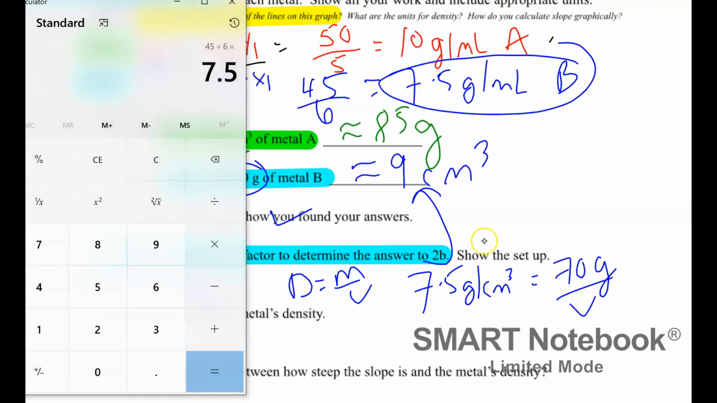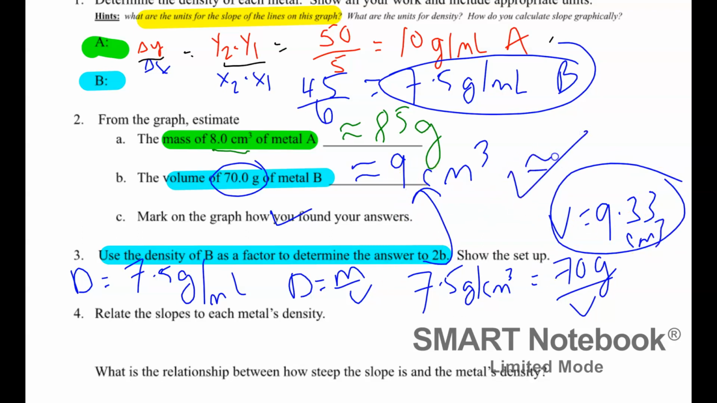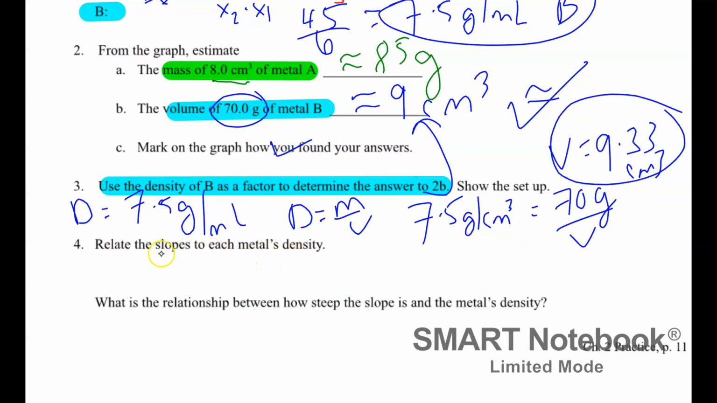Okay, so how do we get that algebraically? We're going to take the volume over here, multiply out. So we're taking 70 divided by 7.5. Volume equals 9.33 centimeters cubed. So that's what I got using the algebra. I read about 9 off my graph. Those numbers are pretty close. It checks out.